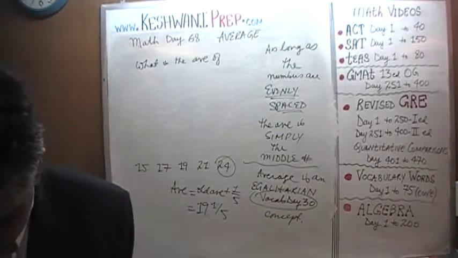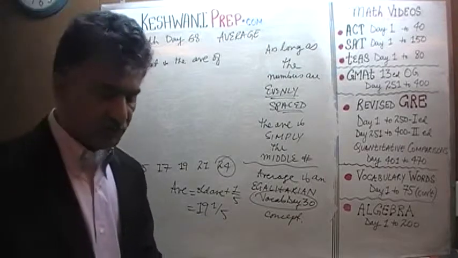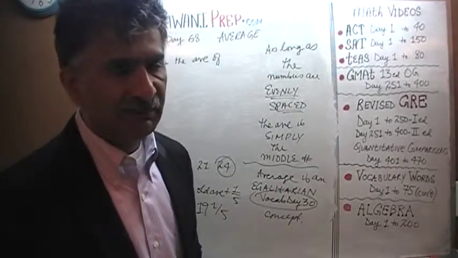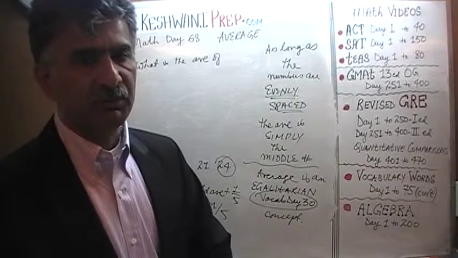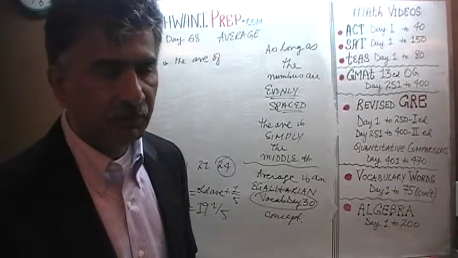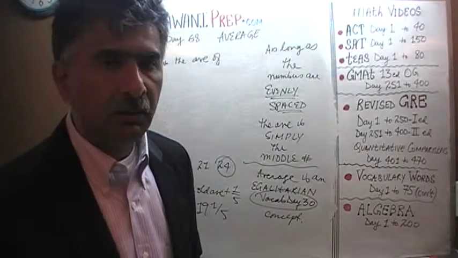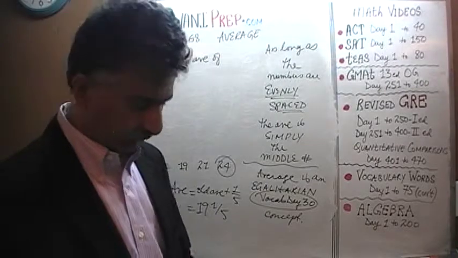Egalitarian. Average is an egalitarian concept, which means we are looking for a magic number which makes everybody equal. That's what an average means. An average of a group of numbers is a magic number which makes everyone equal. For example, here, let's do one more.